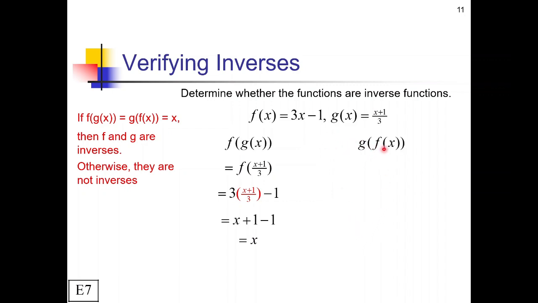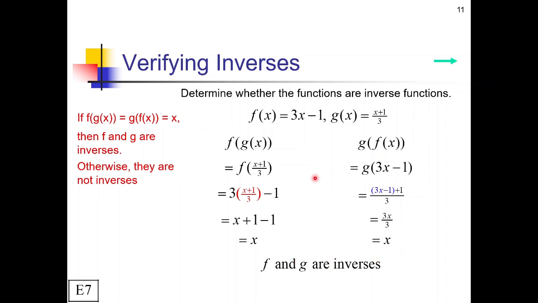So let's do g of f of x. So that's going to be g of 3x minus 1. So that's going to be 3x minus 1 plus 1 all over 3. That's going to be 3x over 3 if we cancel out those 1's, and then 3x divided by 3 is just x. All right, so this proves that f and g are inverses.